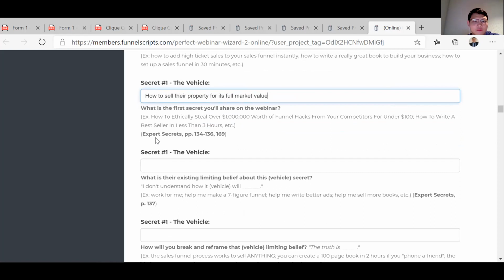How to sell the home for the full market value, and without, you need to write down without spending too much time project managing, because that's why people come here for that. So they want to know this. That's basically the title of one of your presentation slides.